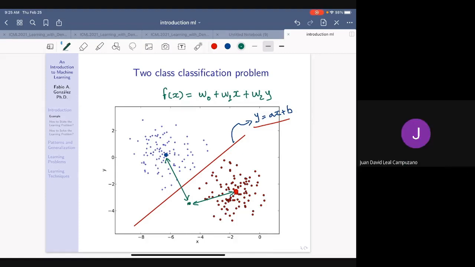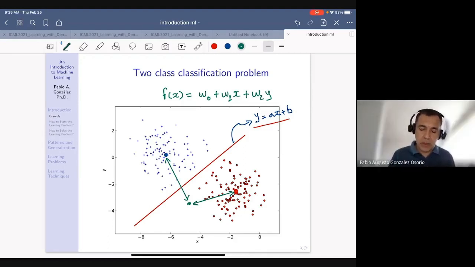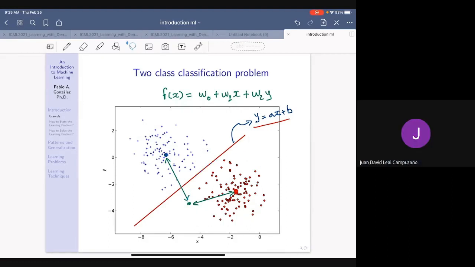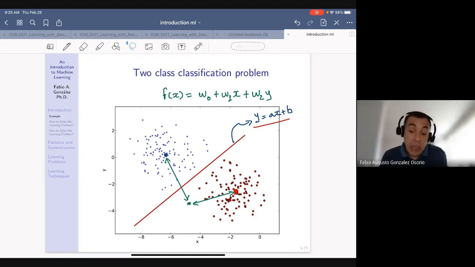Because that's important. Let me clarify, Juan David. What you receive is this: you receive the points, and you know to which class each point belongs. So you know that these points here belong to class positive, and these points here belong to class negative. You know to which class each point belongs. Does that mean I receive the graphic like this? Yeah, the information that is in the graphic, that's what you receive.